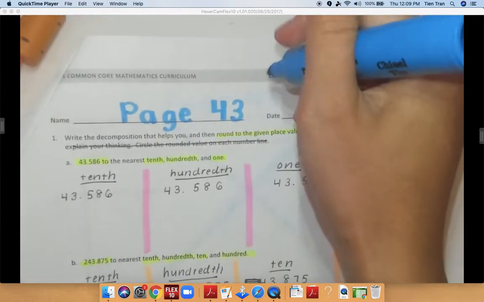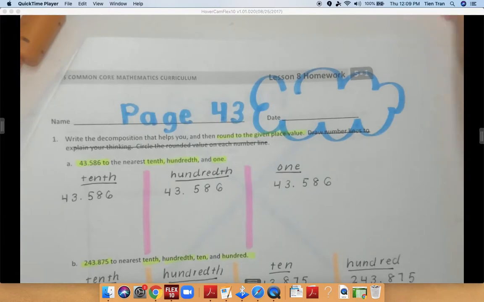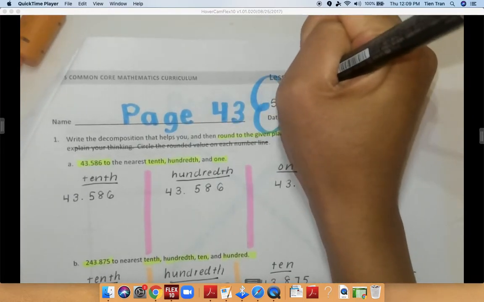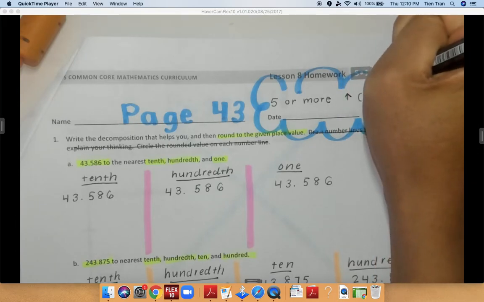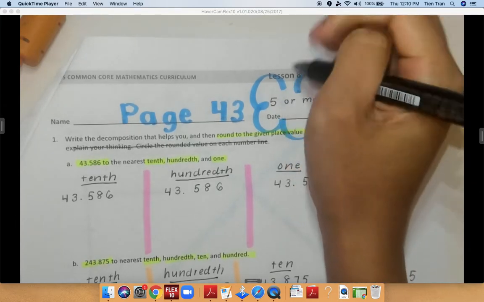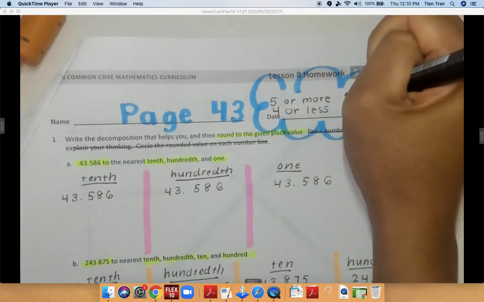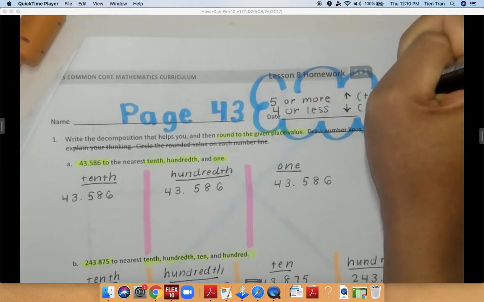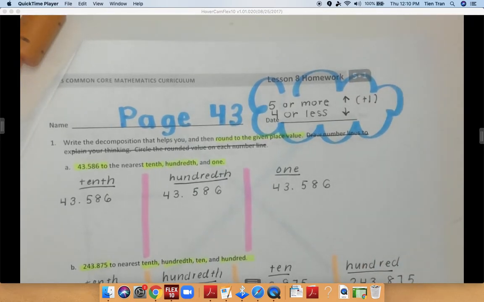So a reminder that 5 or more, you raise the score, meaning you add 1. And then 4 or less, you let it rest, meaning you keep it the same and you just add your zeros, okay? So we keep it the same at that point.